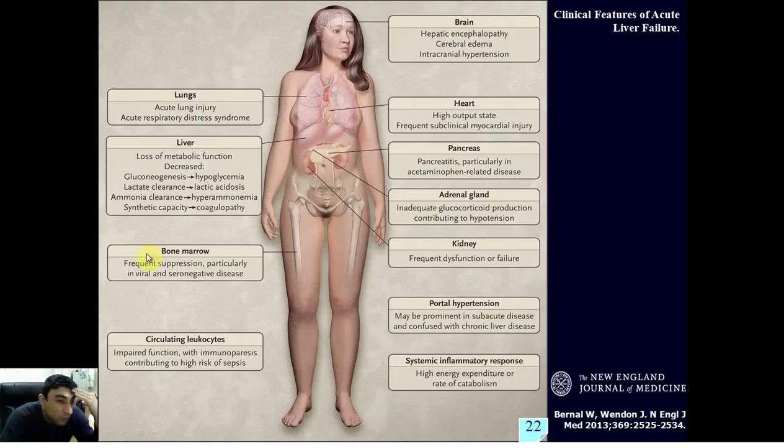We might have bone marrow suppression, and if we come to lungs, we could have acute lung injury and acute respiratory distress syndrome. And in the liver itself, lots of functions are impaired. Some of them are listed: impaired gluconeogenesis causes hypoglycemia, impaired clearance of lactate causes lactic acidosis, impaired ammonia clearance results in hyperammonemia, and coagulopathy due to impaired procoagulant synthesis.